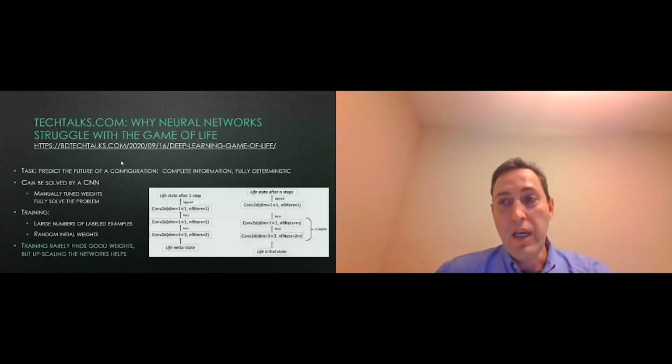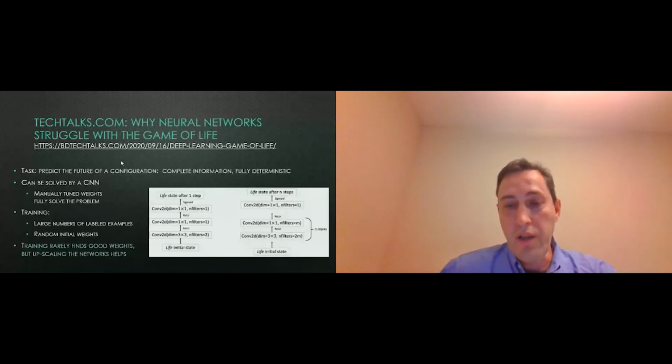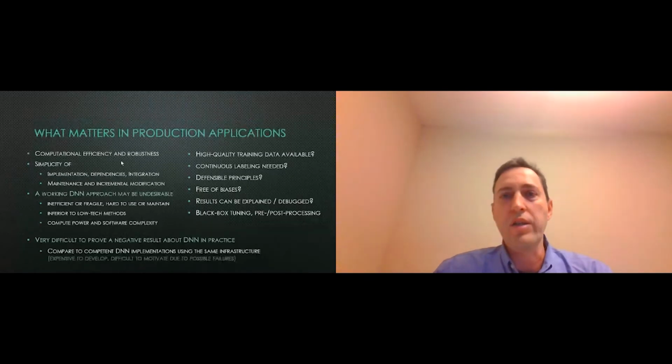Now the question is, can a CNN be trained on a large number of labeled examples, and you can generate as many as you want, and you start with random initial weights. So the surprising result was that training rarely finds good weights. Of course, you can be lucky, but on average and with high probability, it doesn't predict these future configurations very well. And the only thing that helps is upscaling the network, but then you're kind of brute forcing the problem. Okay, so now we have an example here, which is contrived, maybe not very practical, where deep learning is just not a good thing to use.